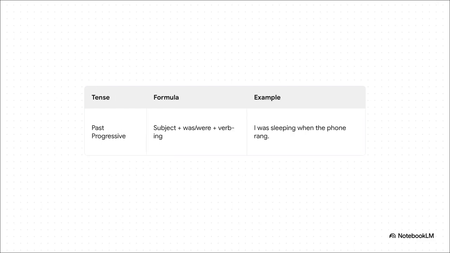Now, what's really cool about the past progressive is what it's best at, describing an ongoing past action that gets interrupted by something else. Check out the example. I was sleeping when the phone rang. You can just picture it, can't you? The sleeping was in progress, and then, bam, the phone cuts in and interrupts it.